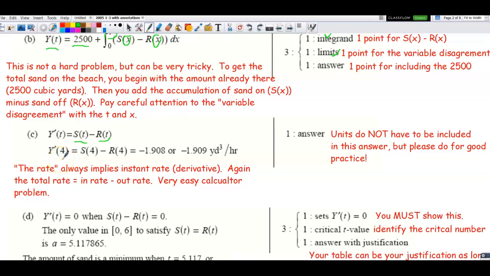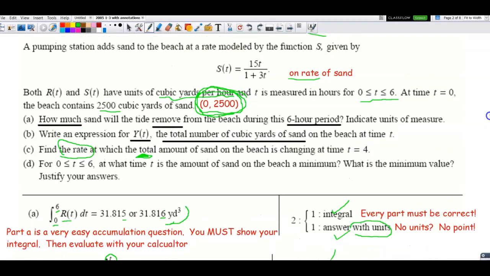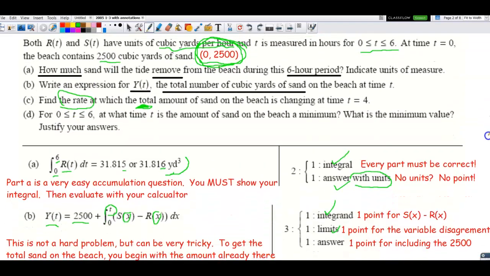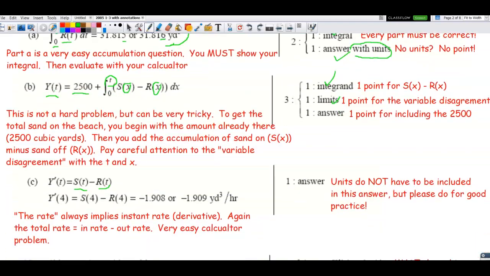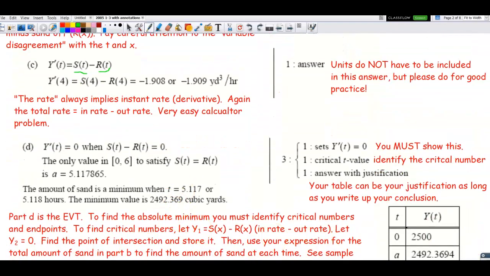So we're going to do this work with our calculator. And let's see, how would you have had this? You probably already had s of t and r of t in y1 and y2. And so now you can tell the calculator on the home screen to find the derivative, which is math 8, of y1 minus y2 at 4. And if you have trouble using your calculator, please feel free to ask me a question in class or in our Zoom session.